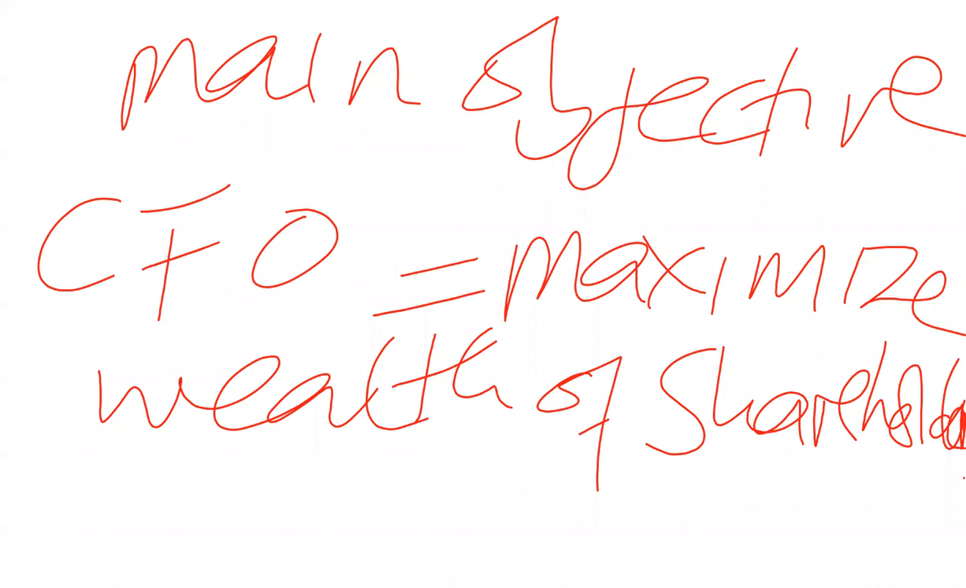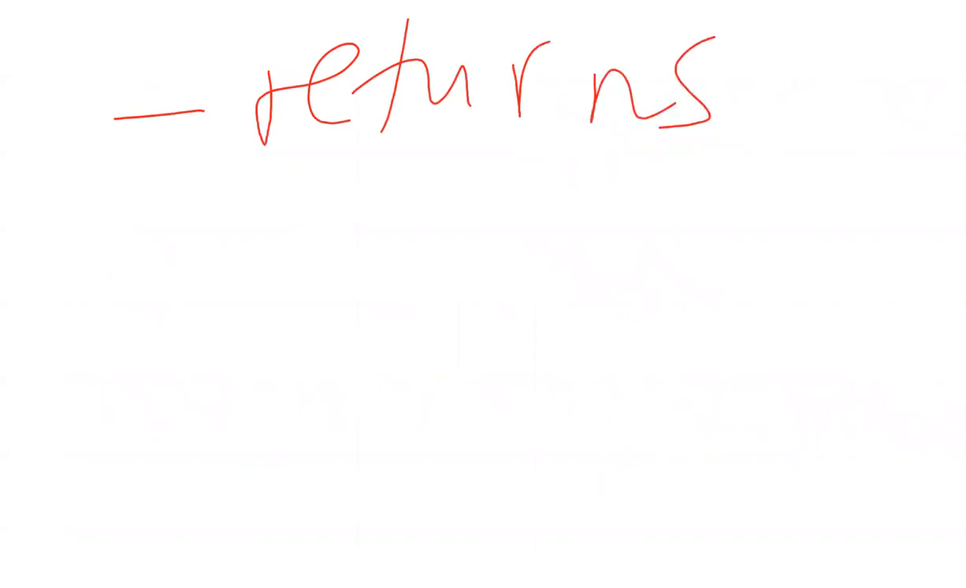The wealth of a company can be maximized in the following ways. Number one, you maximize the wealth of the shareholders in terms of returns, offering higher returns to the shareholders. That is to say, you make sure that you give them more money at the end of it all. And you know that the money given to these shareholders is actually the profit that you make at the end of the day.